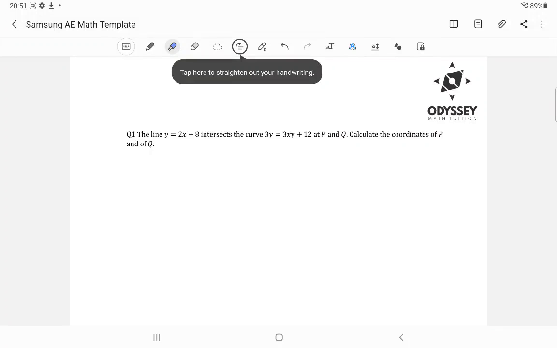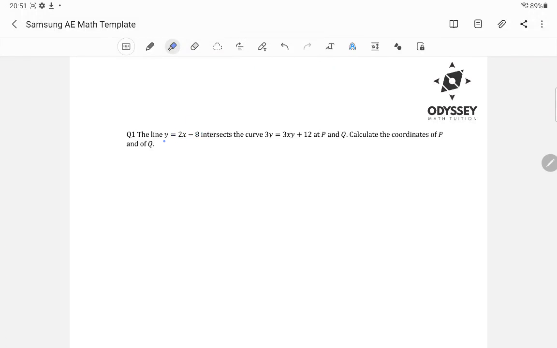In this question, we will be looking at a simultaneous equation involving a linear equation as well as a non-linear equation. As usual, short and sweet, I will get to the point. The line y equals 2x minus 8 is a linear equation. This line intersects the curve 3y equals 3xy plus 12. This equation is a non-linear equation.